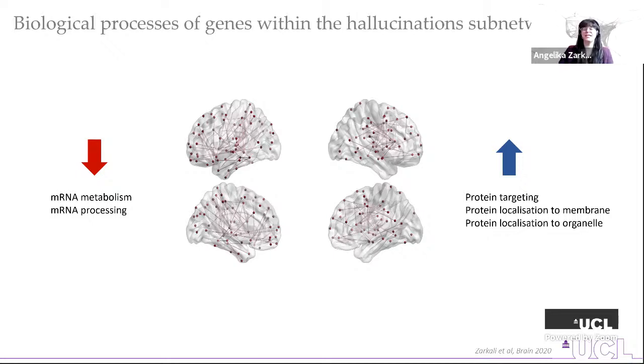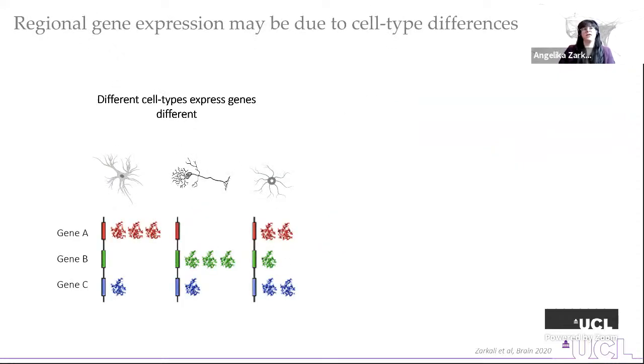And this provides useful insights because we know that Parkinson's disease is caused by the accumulation of pathological proteins in the brain. So perhaps these regions, by expressing more genes that are related to protein localization, say to the membrane of the cell, might actually make them more vulnerable to the accumulation of these pathological proteins in the presence of Parkinson's. But we also know that changes in gene expression that we see may be due to different amounts of cells being present in those regions.